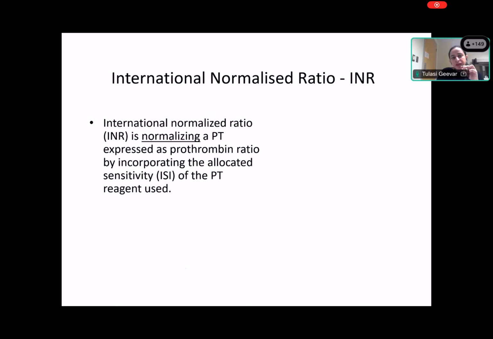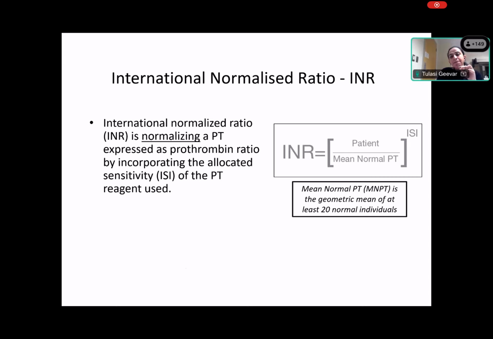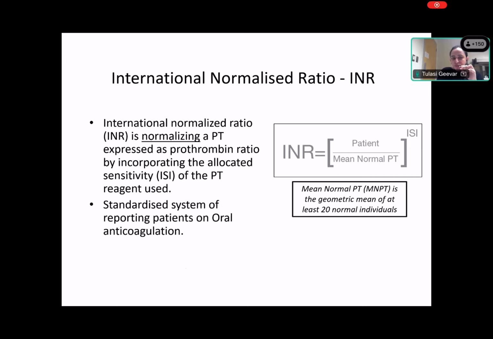What is INR? The international normalized ratio is normalizing the prothrombin time, which is expressed as a ratio incorporating the sensitivity of the reagent used. So it can be calculated as the patient's prothrombin time divided by the mean normal prothrombin time, the whole raised to the ISI. So this will give you the INR for the patient. So it is a standardized system of reporting patients on oral anticoagulation.